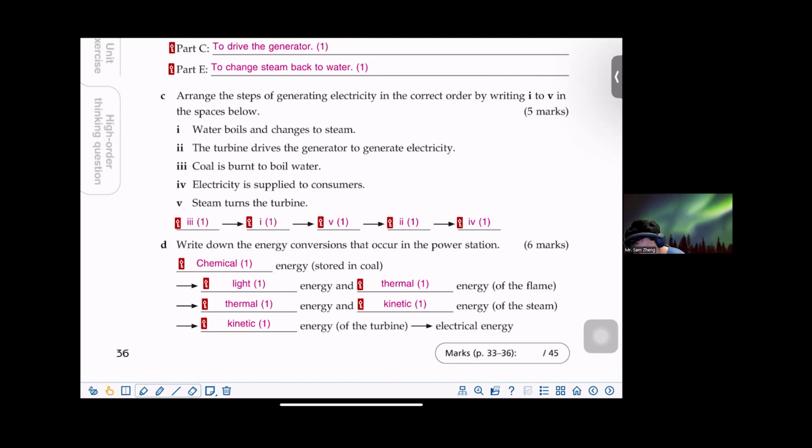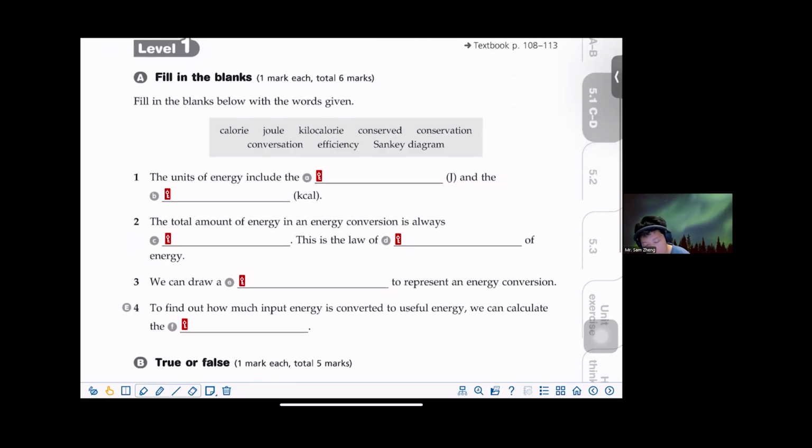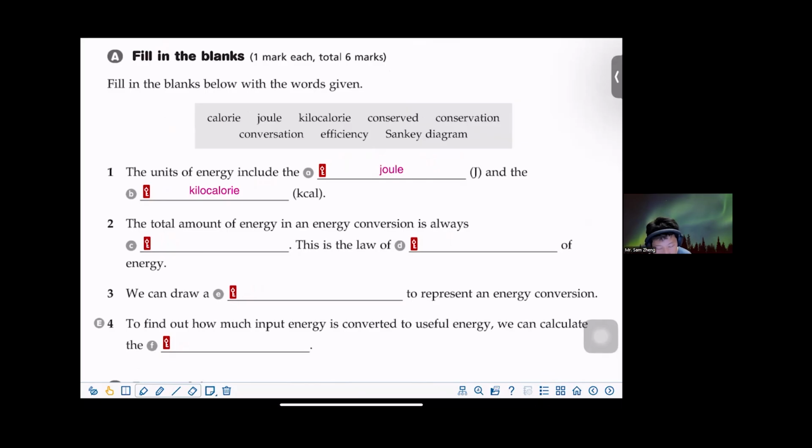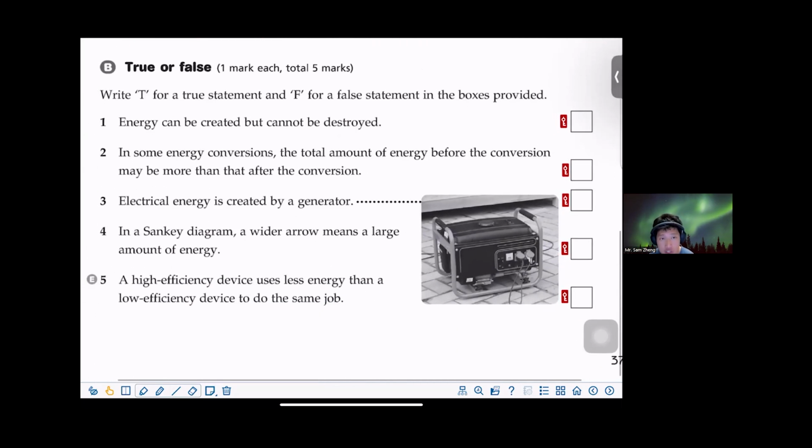Now we move on to part C and also part D. The units of energy include joule and also kilocalorie. The total amount of energy in an energy conversion is always conserved. And this is the law of conservation of energy. So we can draw a Sankey diagram to represent the energy conversion. The statement that energy can be created but cannot be destroyed should be false. It cannot be created and it cannot be destroyed.